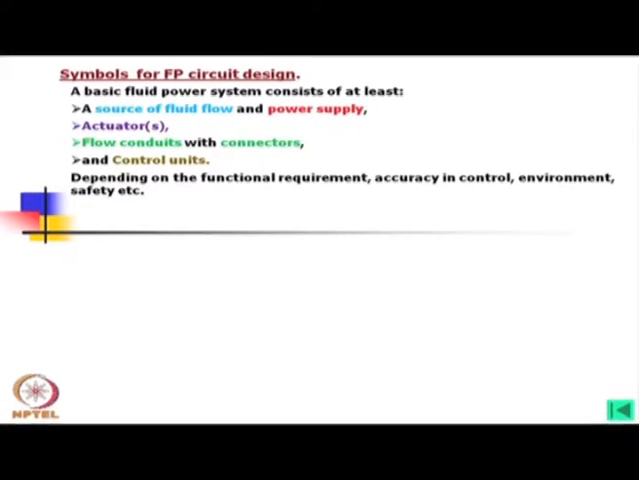What we have seen in the fluid power system, that consists of at least a source of fluid flow and power supply, actuators, flow conduits with connectors and control units. Depending on the functional requirement, accuracy in control, environment, safety, etc., various other components are added to a basic system.